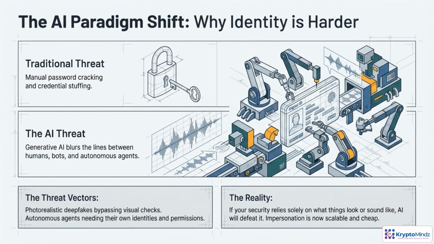For years, most identity threats were about stealing or guessing secrets. Passwords, one-time codes, maybe a reused token. Those attacks were dangerous, but they still depended on human effort and scale. Generative AI changes the game. It can manufacture convincing faces, voices, documents, even entire histories for synthetic identities at almost zero marginal cost. It can also drive swarms of autonomous agents that behave like real users. Impersonation is no longer rare, it's industrialized.